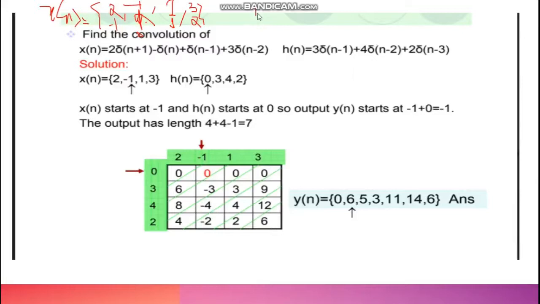Similarly, we can write h of n as 3 into del of n minus 1, which means the value is 3 with position 1, and plus 4 into del of n minus 2 means the value is 4 with position 2, and 2 into del of n minus 3 means the value is 2 with position 3.